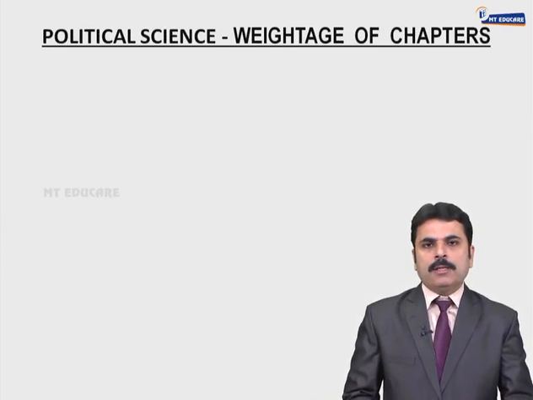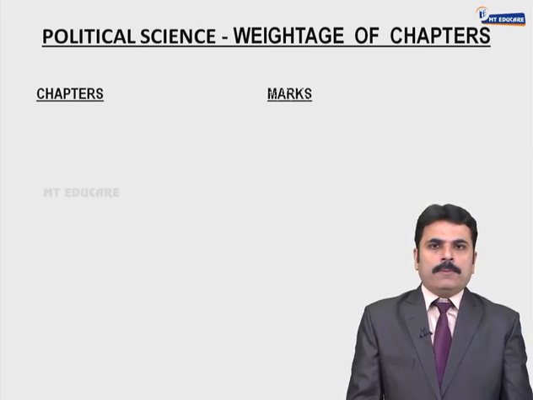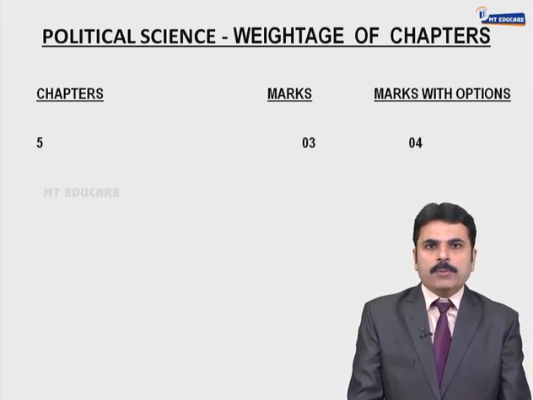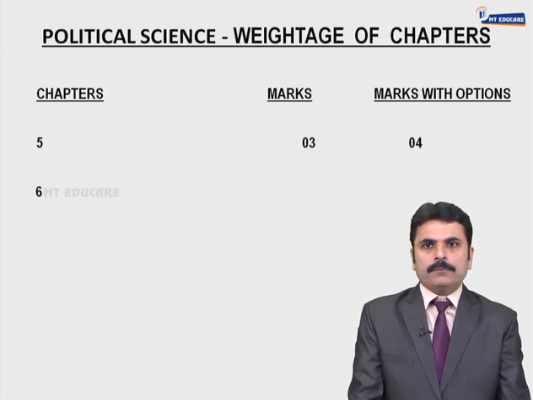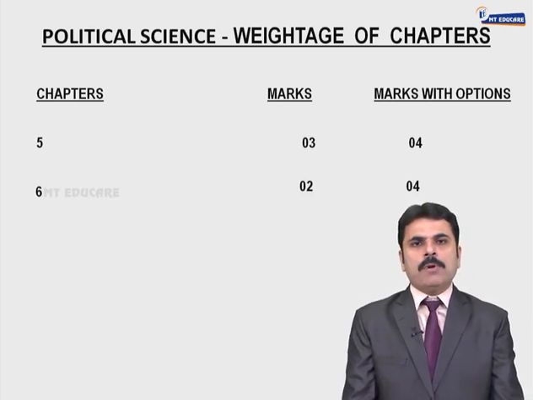Let's move on to the next section, that is political science. We'll begin with the weightage of the chapters. The 5th chapter, that is democracy, carries 3 marks. Marks with options is 4. The next chapter, chapter number 6, political parties, carries 2 marks.